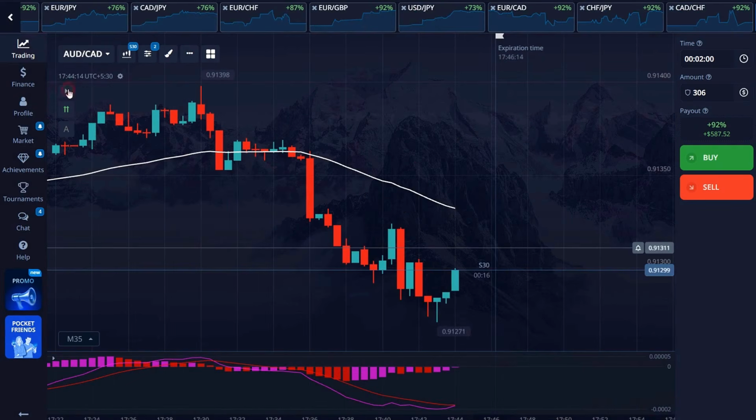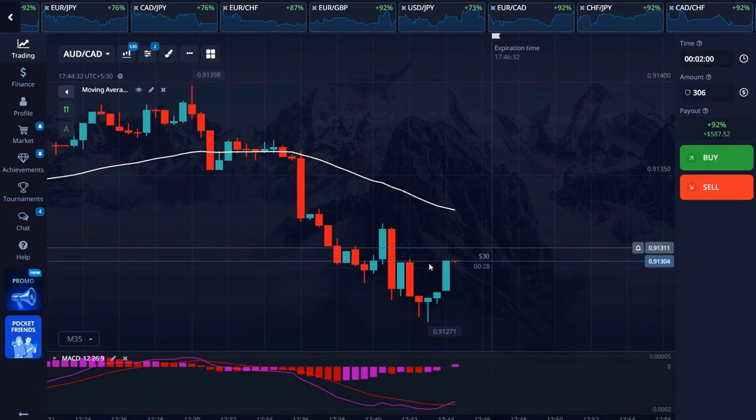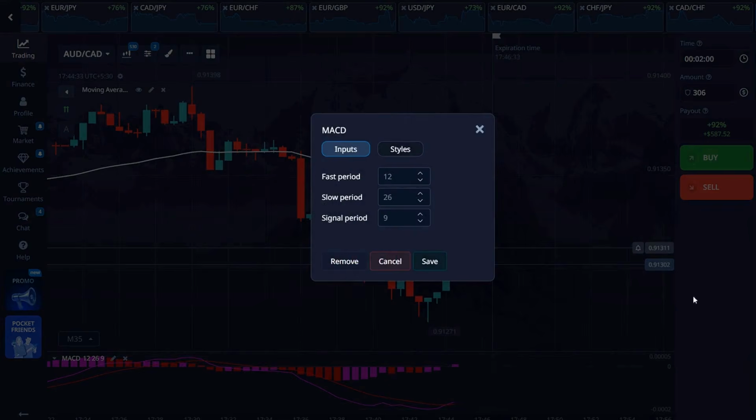Now let's look at the exact indicator settings I'm using for this strategy. For the moving average, set the period to 50 and choose EMA. You can adjust the line thickness to make it clearly visible on your chart.